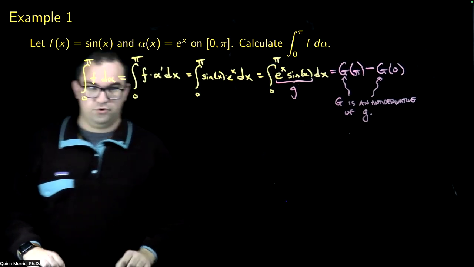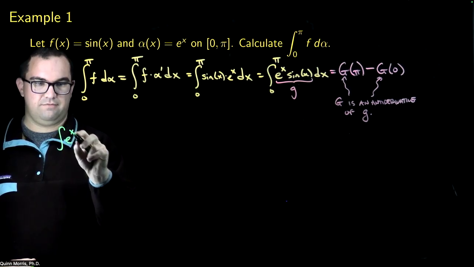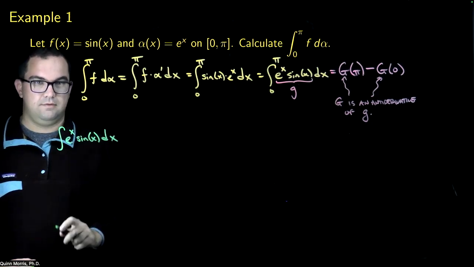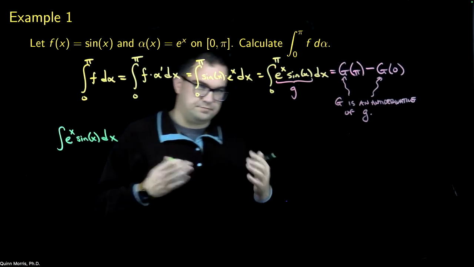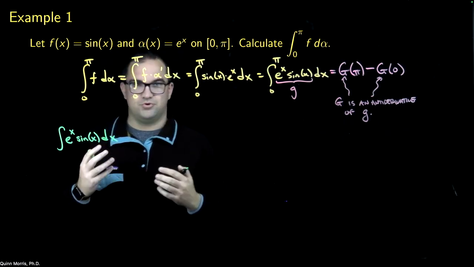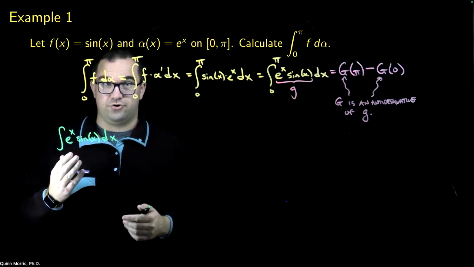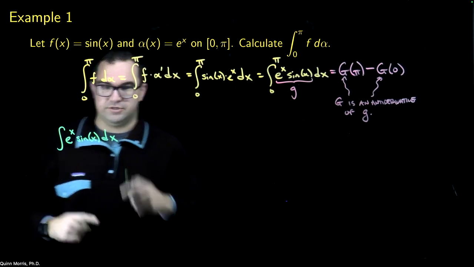So now, in order to find this function capital G, we can just go back and use some Calc 2 tools. I really just want to find an antiderivative of e to the x sine of x dx. If you haven't done this in a while, there's a trick here that maybe you've seen before but might have forgotten. We're just going to integrate by parts twice, and then we'll be able to subtract something over.